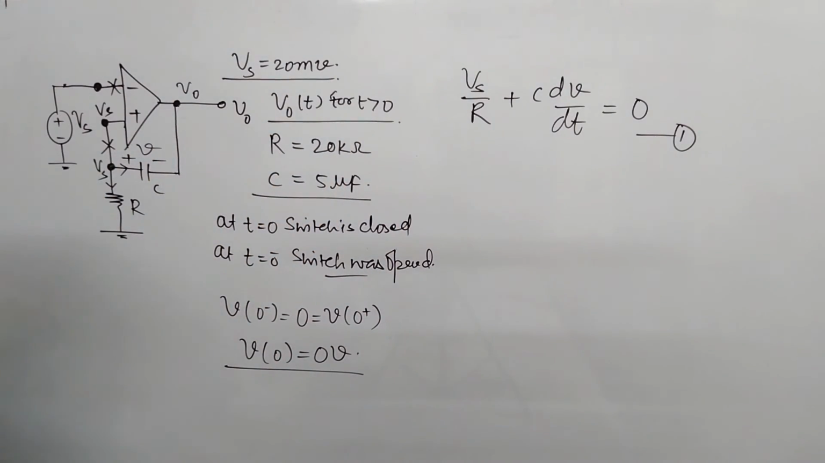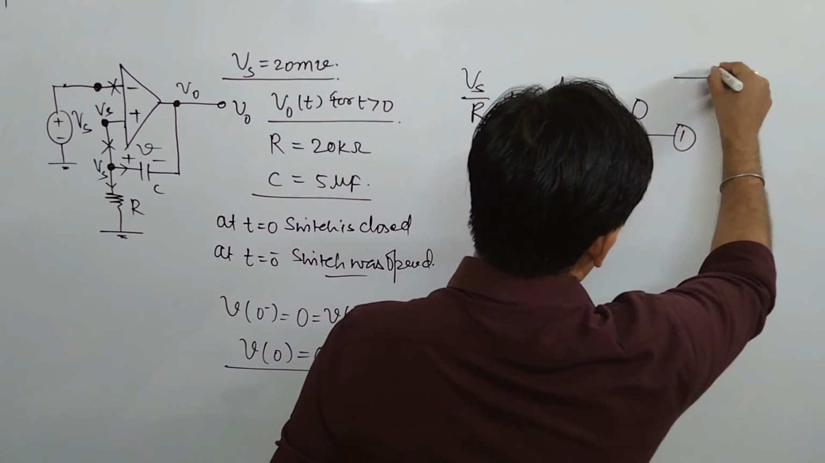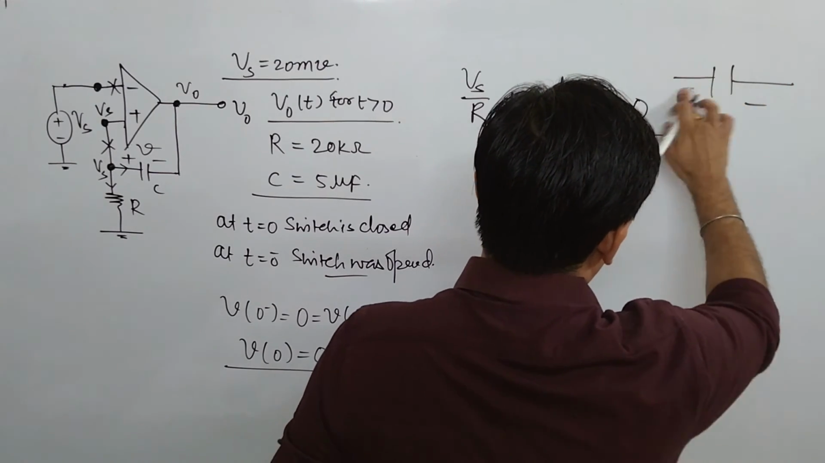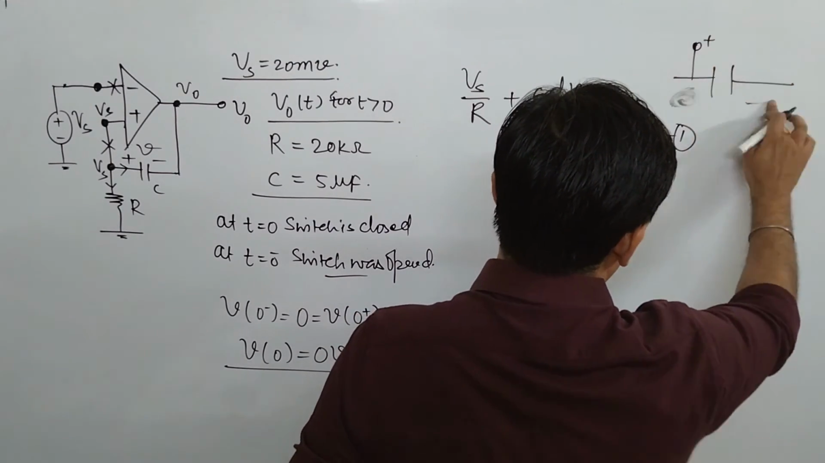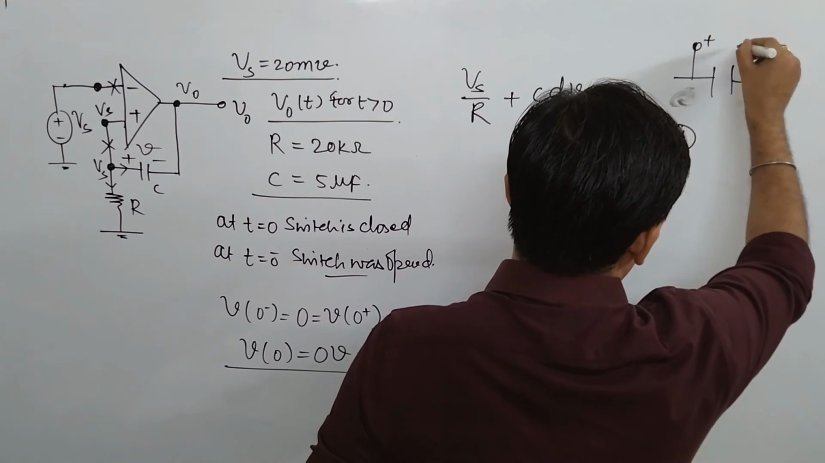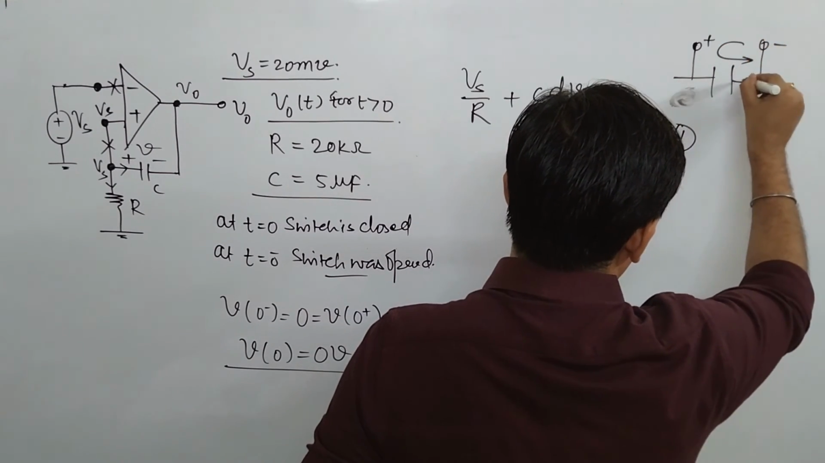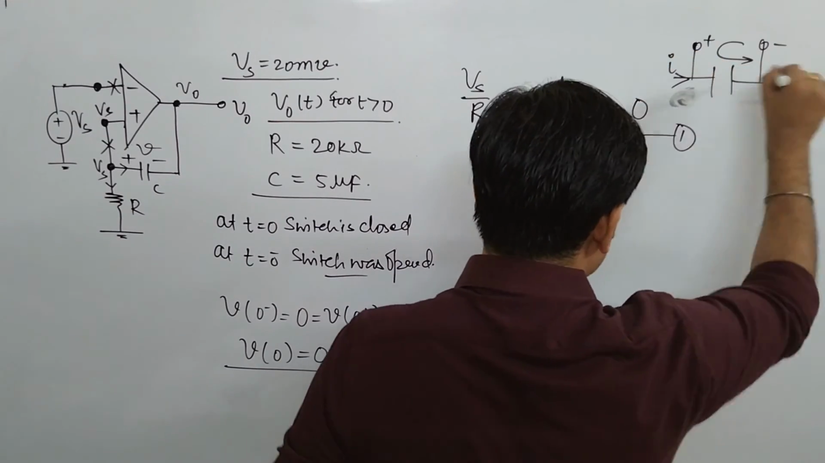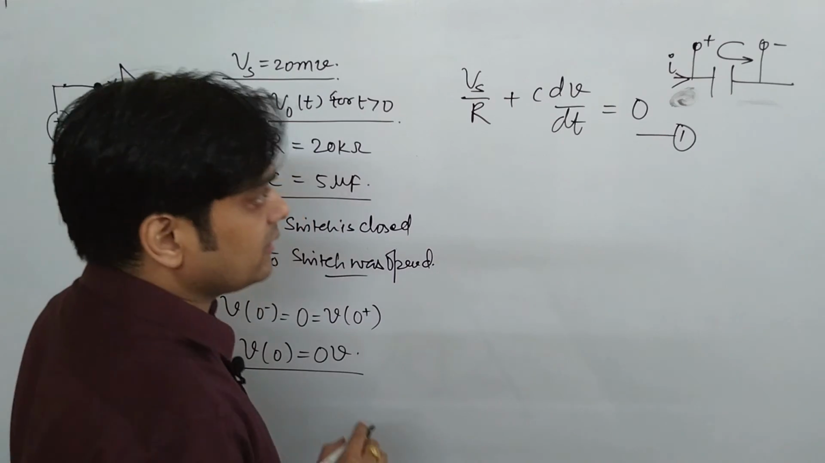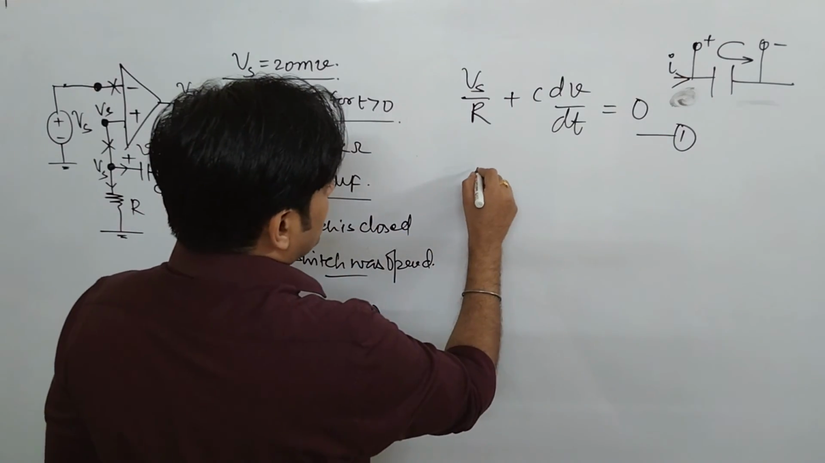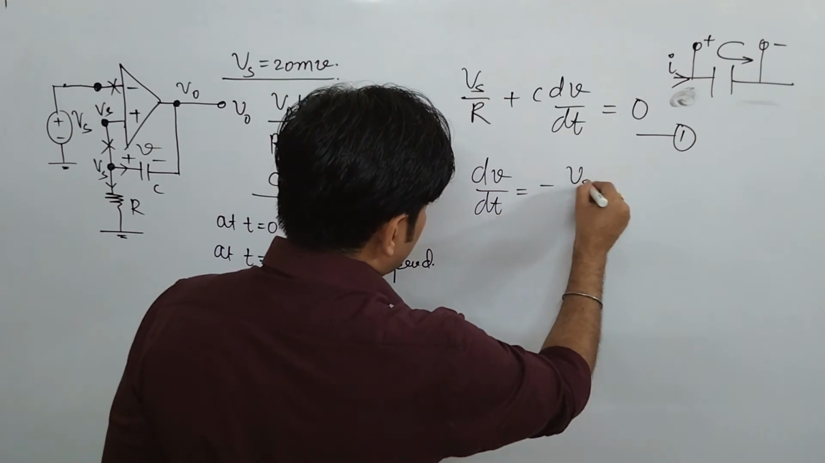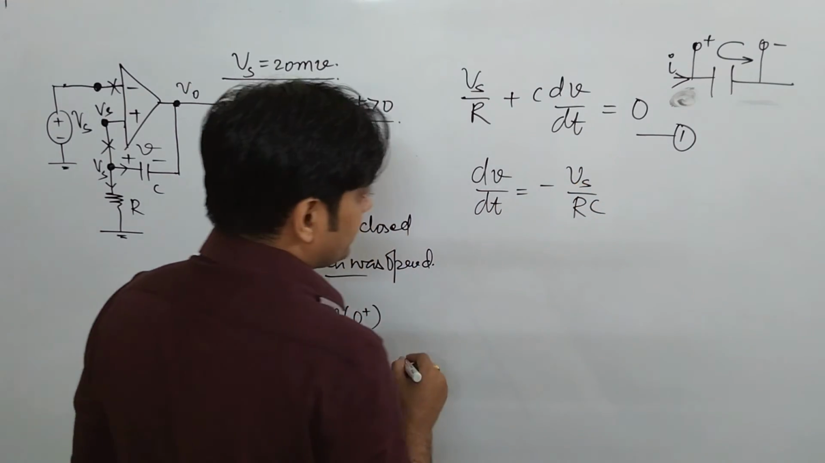Now if I solve this equation, one more important thing: this capacitor is connected in this fashion. This is plus, this is minus, or I redraw it as plus and minus. So for finding the current, you apply the loop in this fashion, and we have also considered that the current is flowing in this fashion. That's why I write it as plus C dV by dt. Very important.